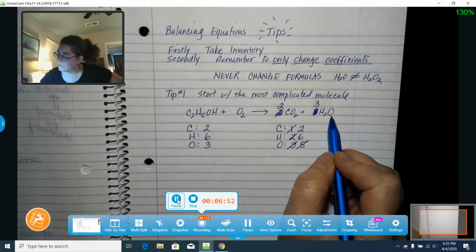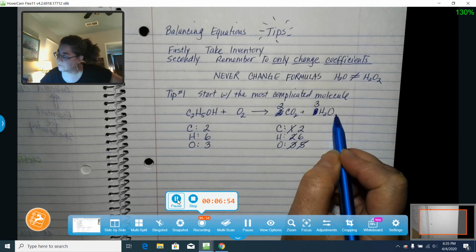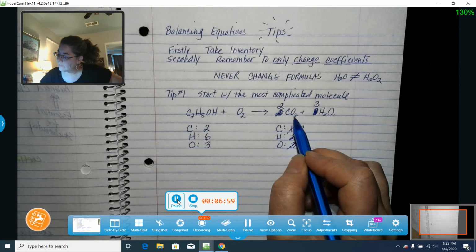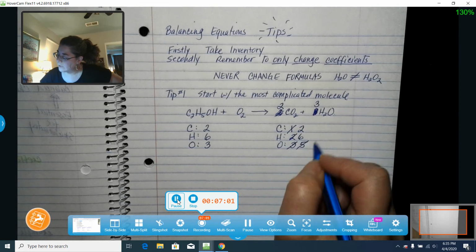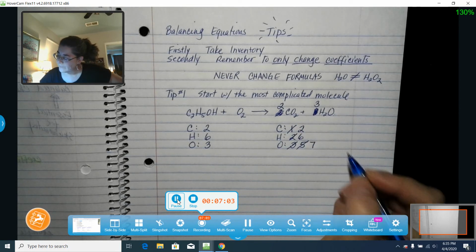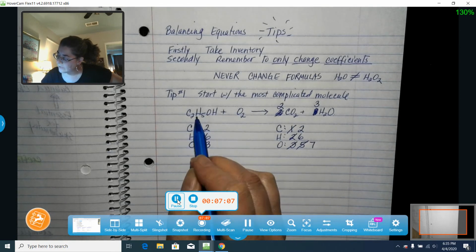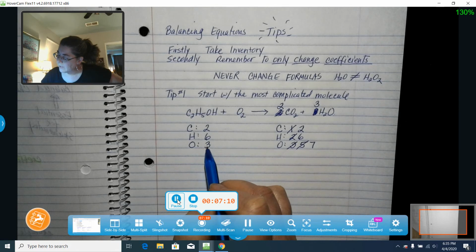I have 3 represented here, 3 times 1. Remember, when there's no subscript, that means 1. So 3 here, and I have another 4 here. So 4 plus 3, that's 7. Okay, so now I've balanced my carbons, I've balanced my hydrogens. Now I'm going to try to balance my oxygens.